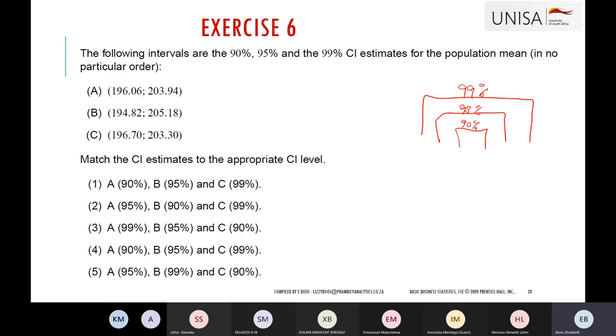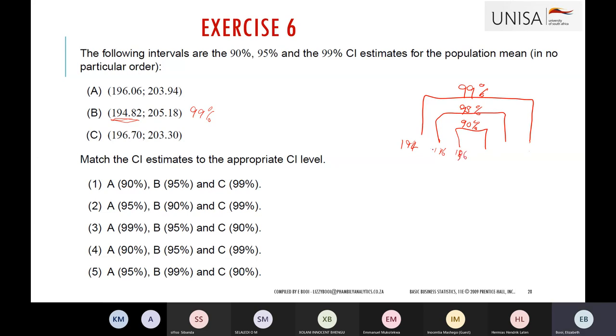Whichever one has a smaller starting point will be our 99, and whichever has the bigger interval, so small and big, small and big, small and big. Let's go between 196 and 194 and 196. Which one is smaller? This one. So 194 is smaller, so it means 194 will be our 99%, because 194 is smaller than 196 and 196.